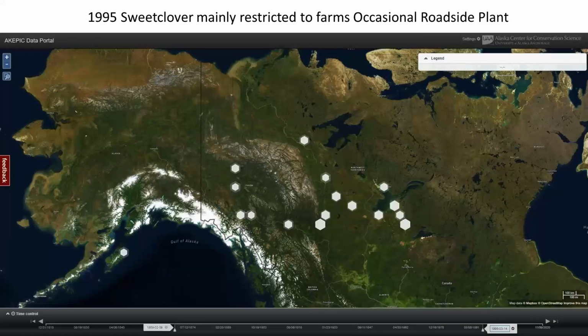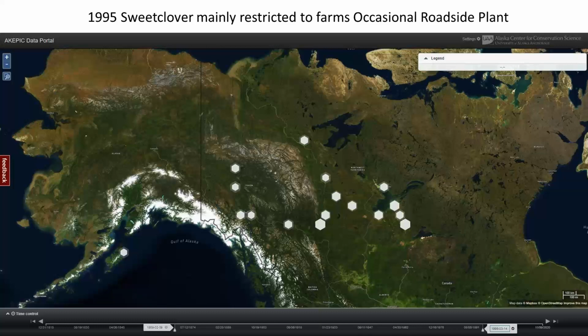So this is when I arrived in Yukon in 1995, and I came into Whitehorse, which is in that lower, slightly larger dot in Yukon. And my first experience here was you'd find Sweetclover occasionally, and it did seem like it was beginning to spread along the road, the Alaska Highway in Whitehorse, but it was an occasional weed.